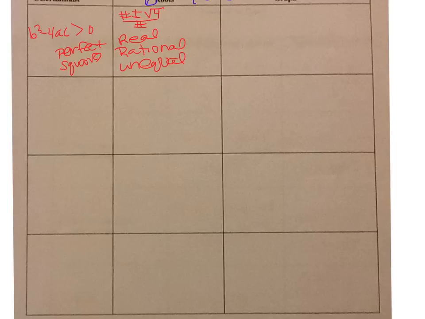Now, on the graph, your graph will cross the x-axis 2 times. At 2 specific numbers, like -2 and 2. So let's put down crosses x-axis 2 times.